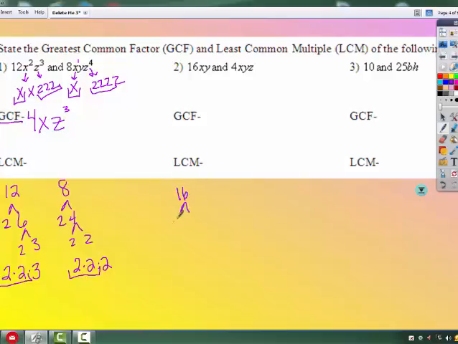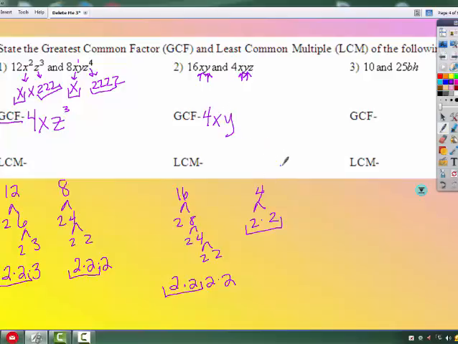Let's look at the next one. We have 16, which is 2 and 8, 2 and 4, 2 and 2. So we're going to have 2 times 2 times 2 times 2 compared to 4, which is just 2 times 2. Their GCF is going to be 2 factors of 2, or 4. As we look at the variables, this one's a little bit easier because there's no exponents. They share 1 factor of x and 1 factor of y. So we're going to have 4xy.